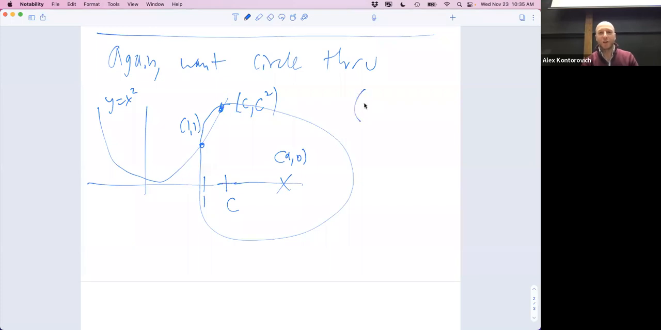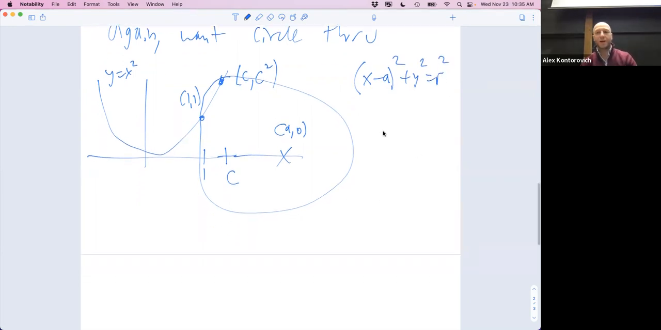So the equation again is the same equation, (x minus a) squared plus y squared is equal to r squared. We have one point on the graph, which is (1 minus a) squared, this point here, plus 1 squared is equal to r squared. And our other point is, whatever it is, (c minus a) squared plus (c squared) squared. That's c to the 4th, everybody see that? Is equal to r squared.